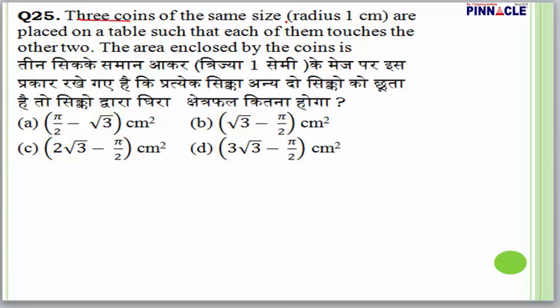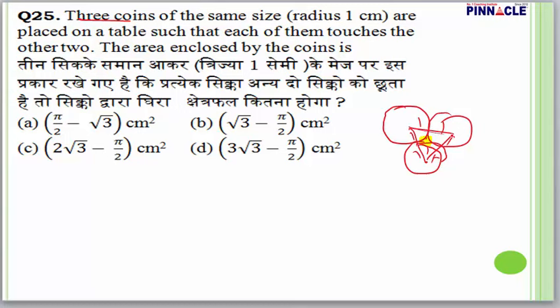Next question, question number 25. 3 coins of the same size, radius 1 cm, are placed on a table such that each of them touches the other two. Find the area enclosed by the coins. These are 3 coins, radius 1 cm each. Area enclosed by the coins, we have to find the value of this portion.